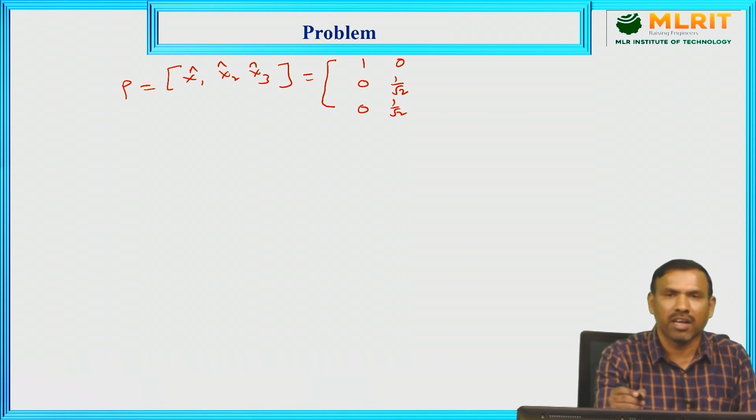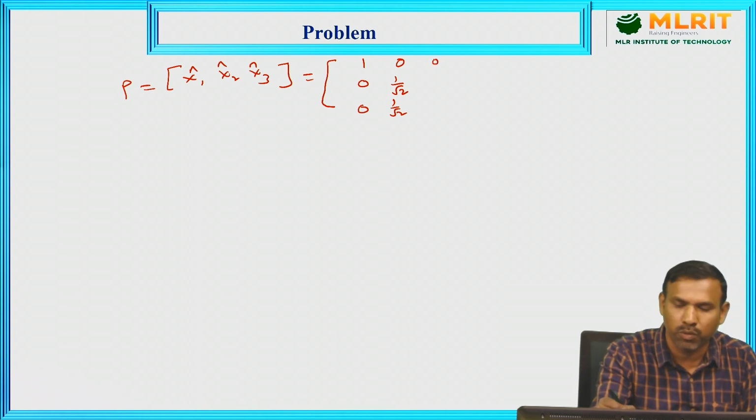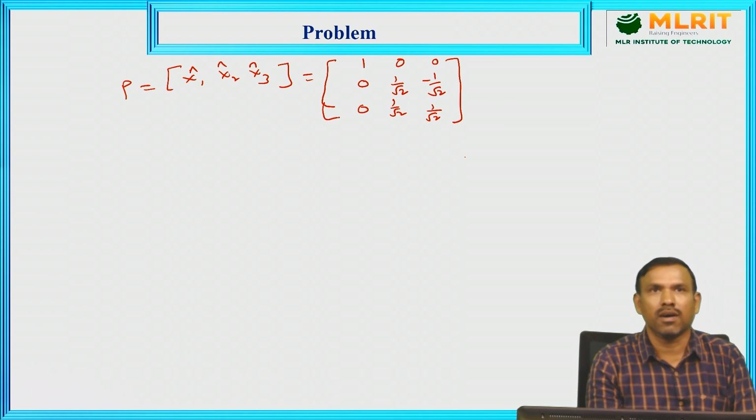What is the norm of the second eigenvector? Root 2. Third eigenvector also root 2. Third eigenvector first value 0, 0 by root 2, 0. Second value minus 1, minus 1 by root 2. And third value 1 divided by root 2, 1 by root 2. Okay. This is a P matrix.